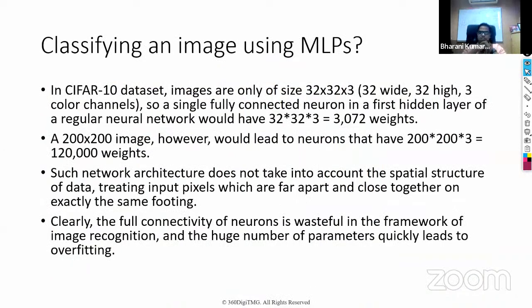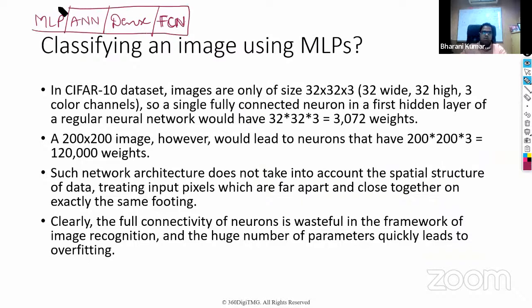Now the question is, when we already have multi-layered perceptron or artificial neural network, which is also called as dense network, or which is also called as fully connected network, when we have this in place, why do we need convolution neural network? Already you have a neural network architecture here. Why can't we use the same? Why do we need altogether a different architecture? This is what we need to talk about.